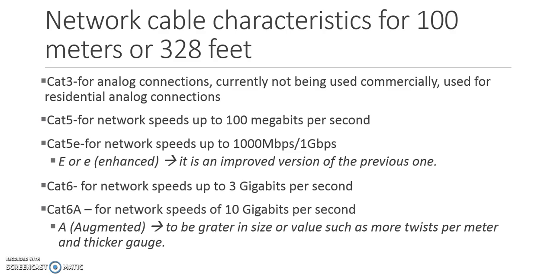Cat5 cables are for network speeds of up to 100 megabits per second. Category 5E or Cat5 Enhanced is rated for network speeds up to 1000 megabits per second or 1 gigabit per second. Cat6 is rated for network speeds of up to 3 gigabits per second. Category Cat6A or Cat6 Augmented is used for network speeds of up to 10 gigabits per second.